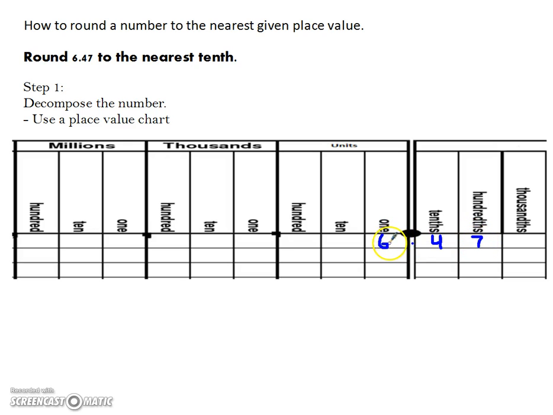Now to decompose, I'm going to move the 6 over and bring the 4 down, and then the 7 comes down. Now to make my last decomposition, I'm going to move the 64 over, and bring the 7 down. These are the 3 decompositions that I have for 6.47.